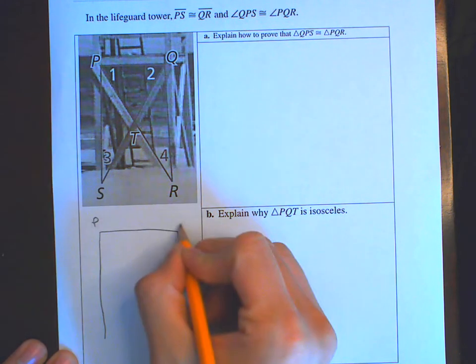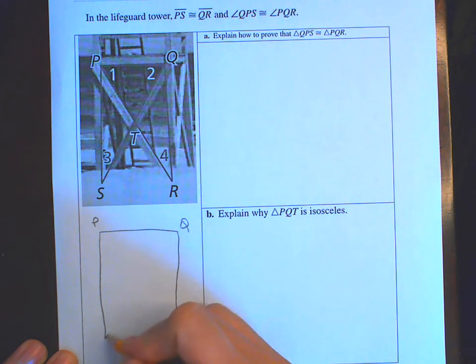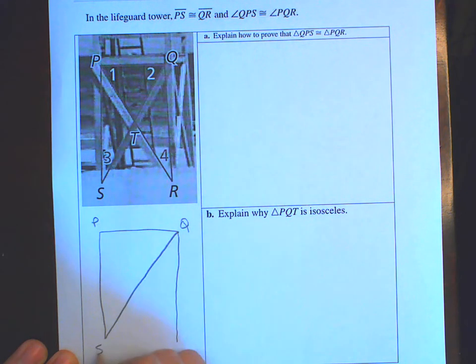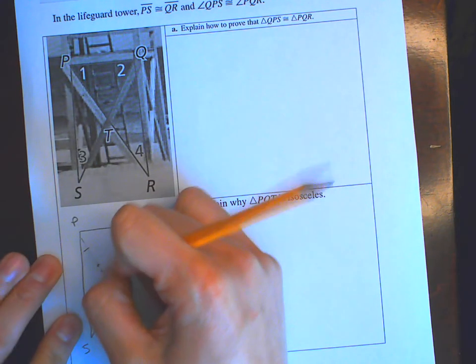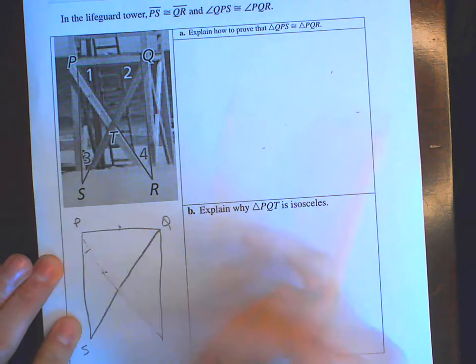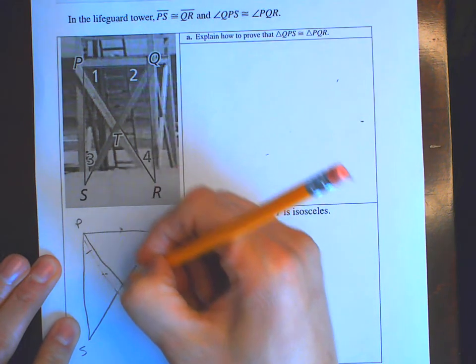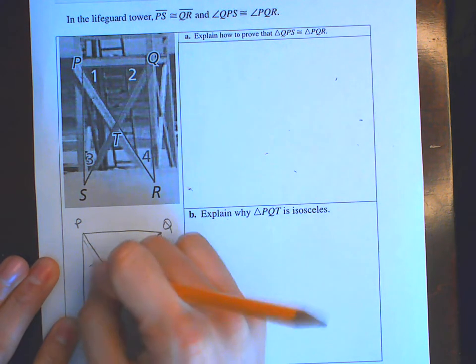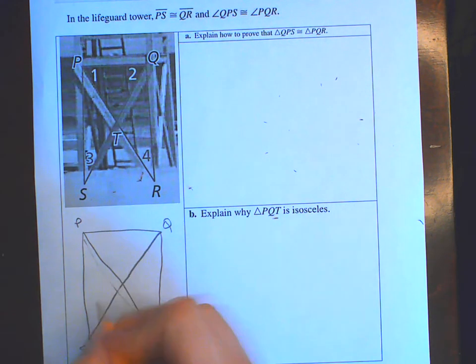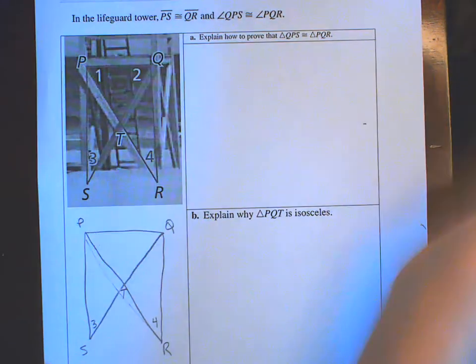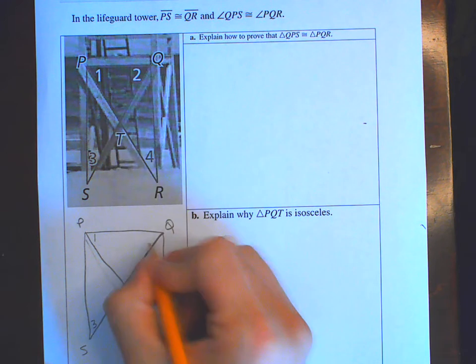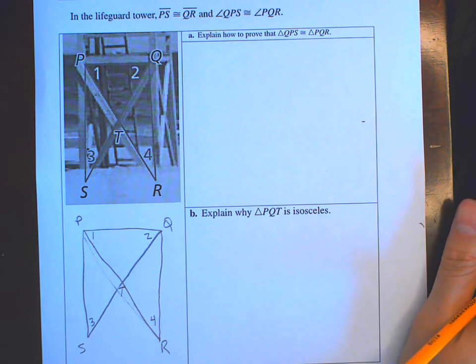You have P, Q, you have this one right here, S, and you have this one right here. I'm not an expert drawer, but I'm doing my best. Okay, much better. Let's ignore that. Okay, so you have R, you have T, and you have angle 3, angle 4, and 1 and 2. Now, they're not asking me to do a formal proof. They just want me to explain.